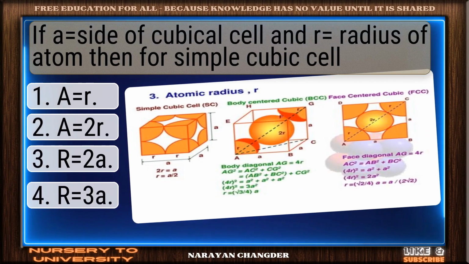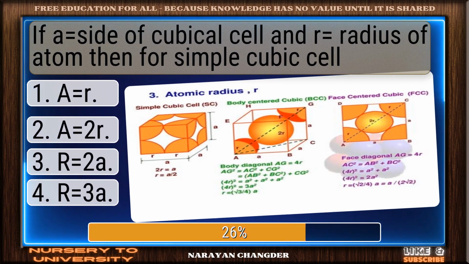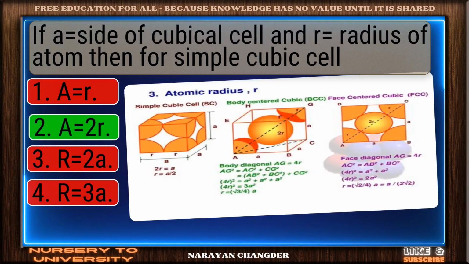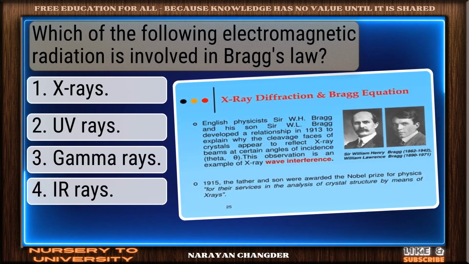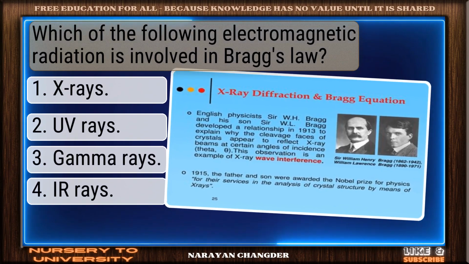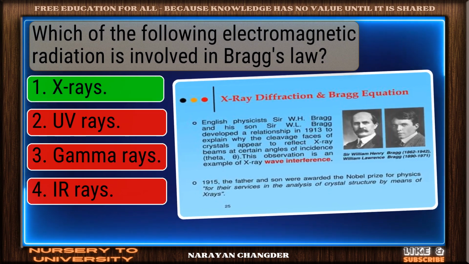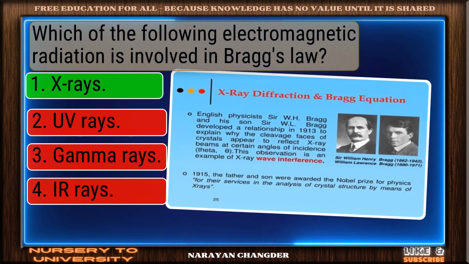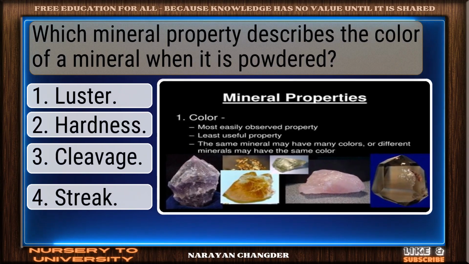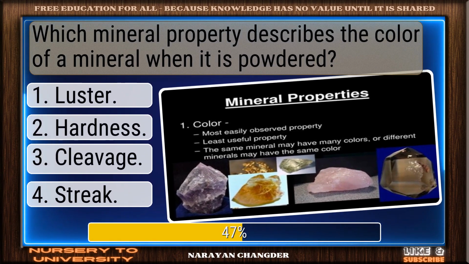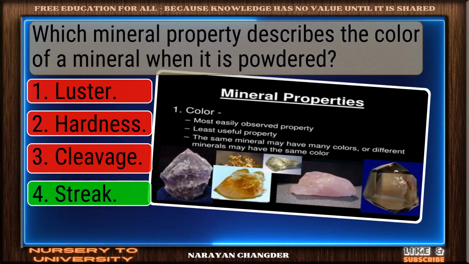If A equal to side of cubical cell and R equal to radius of atom, then for simple cubic cell? Well picked. A equal to 2R is the correct answer. Which of the following electromagnetic radiation is involved in Bragg's law? Right choice. X-rays is the best answer. Which mineral property describes the color of a mineral when it is powdered? Good job. Your answer streak works well here.